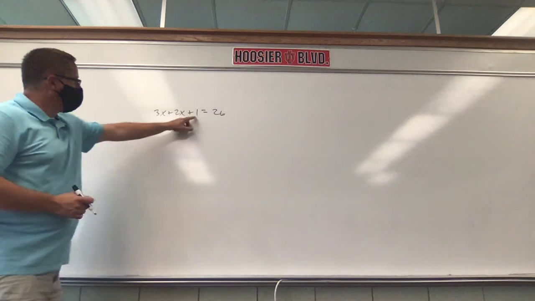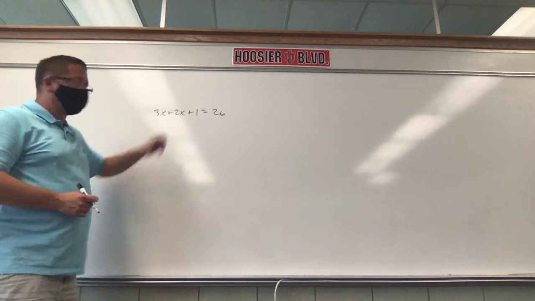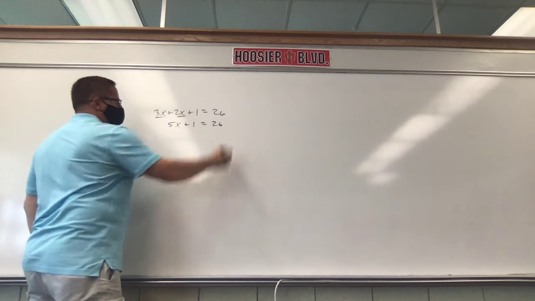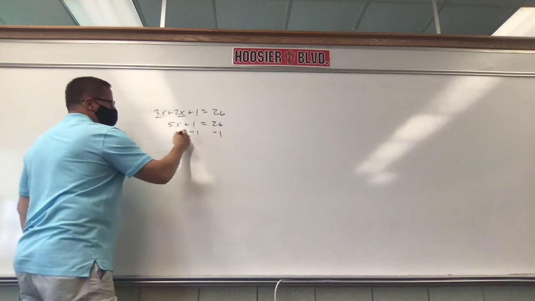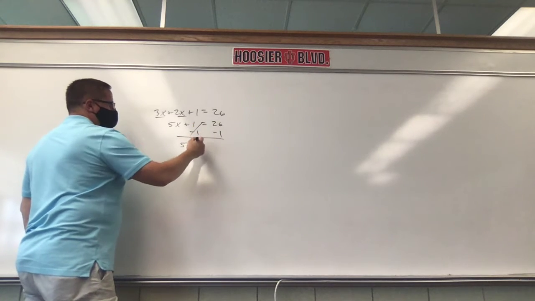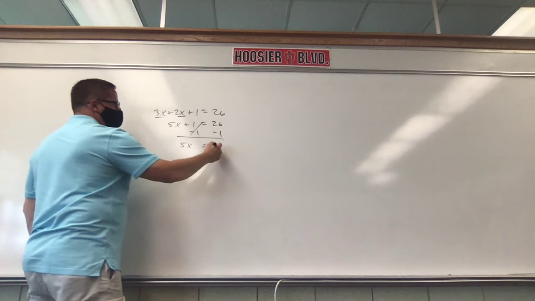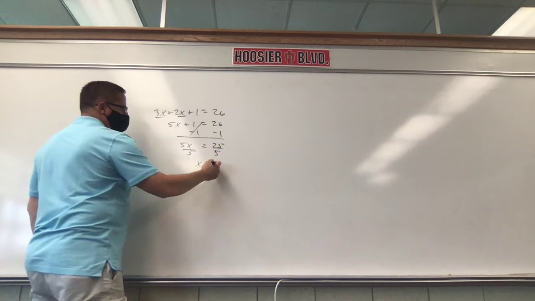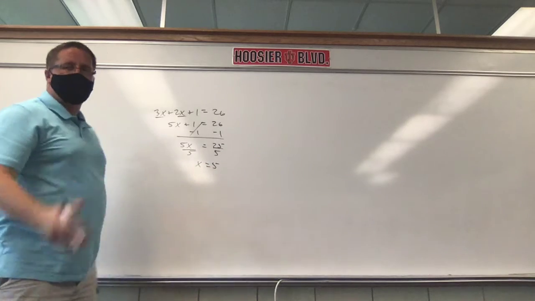Yeah, 5x. Could I put the 1 with it also? No. Why? There's no x. So then 3x and 2x is 5x plus 1 is 26. Then we subtract 1. The 1's cancel, so we have 5x equals 26 minus 1, which is 25. Divided by 5, x equals 25 over 5, which is 5. Nothing new there. That's an old problem.